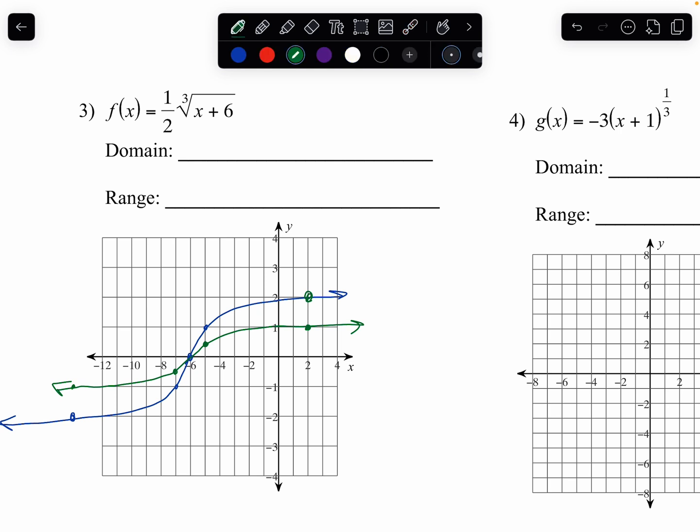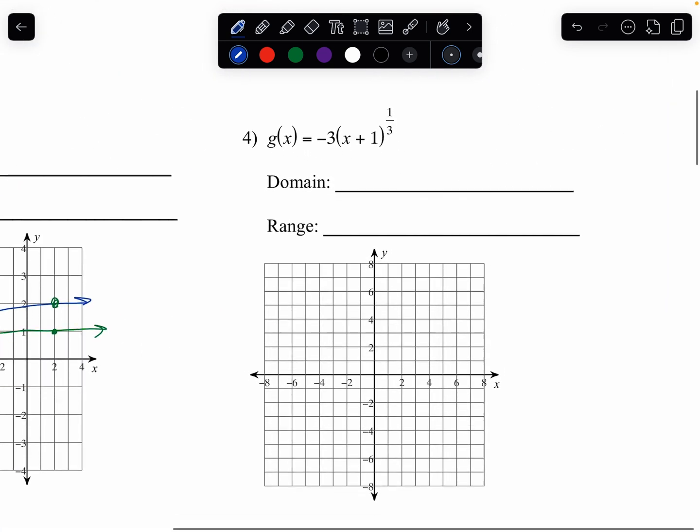The domain for these types of functions, for cube roots, is all real numbers. There's no minimum and there's no maximum. It just continues left and right. As for the range, it's just going to keep growing in the y direction, in both the positive and negative y direction. So the range is also going to be all real numbers.